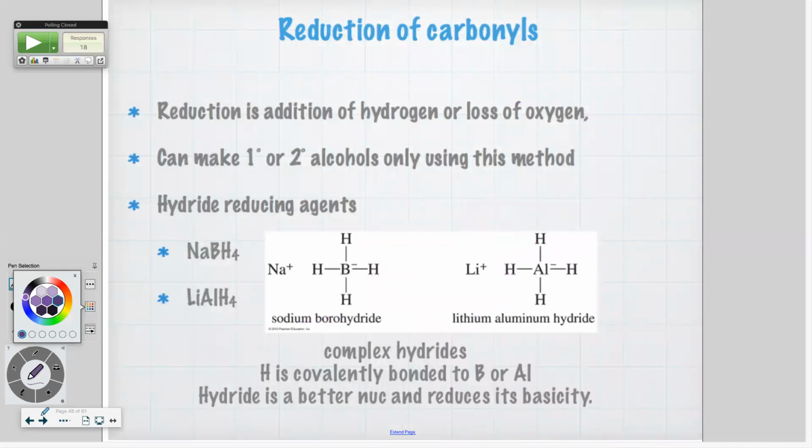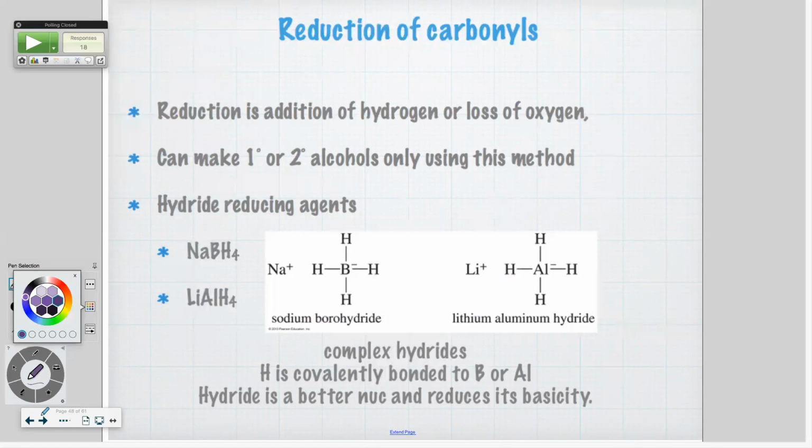Okay, so we're going to reduce carbonyls to make alcohols. Remember that oxidation is loss of hydrogen or addition of oxygen, and reduction is addition of hydrogen or loss of oxygen. So if we're going to reduce carbonyls, basically we're adding hydrogen to them. When we add hydrogens, we can make primary or secondary alcohols. We can't make tertiary alcohols using a reduction method like this.